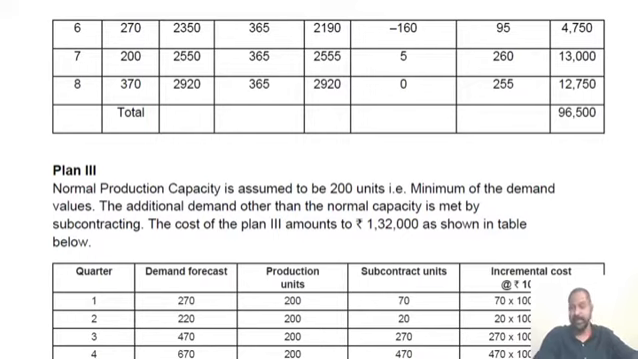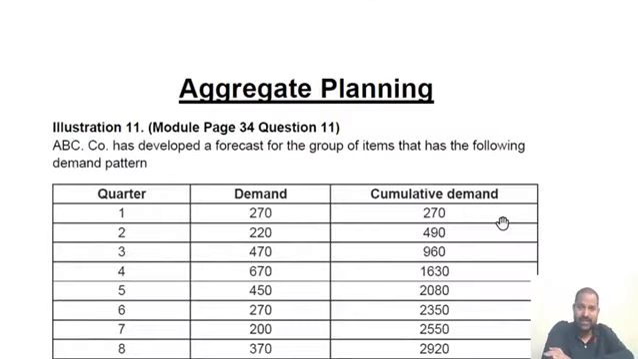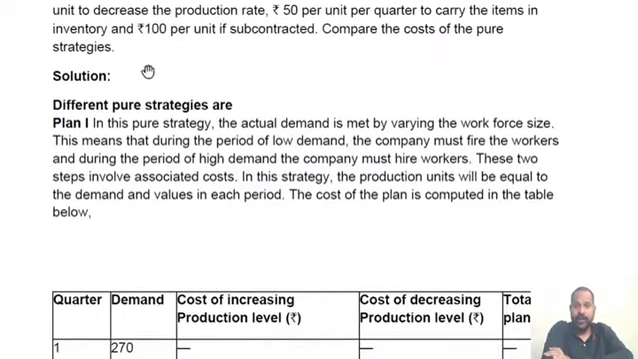So we only carried inventory and we made sure we never require backlogs. Let's come to the third and the last and the easiest strategy. And that strategy is subcontracting. What did they say? Well, what they said is that subcontract at rupees 100 per unit. And this is the most easiest strategy and the best. I will tell you why.